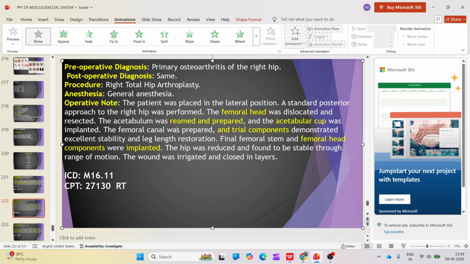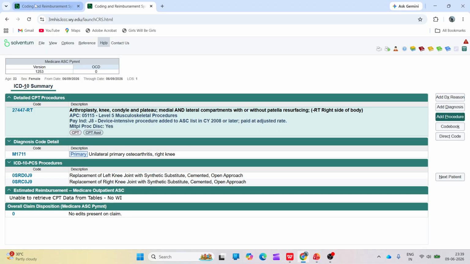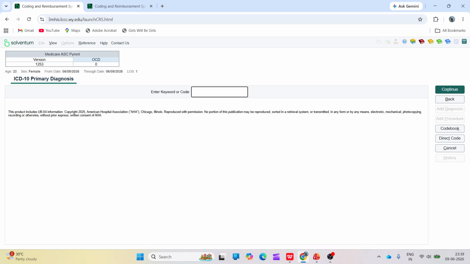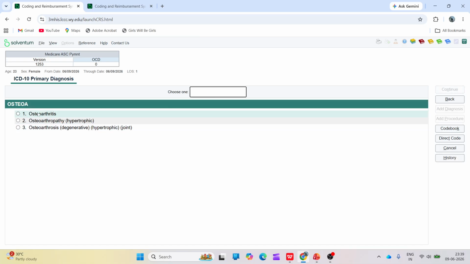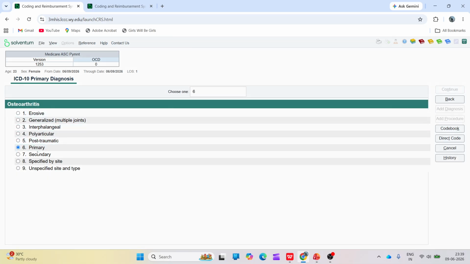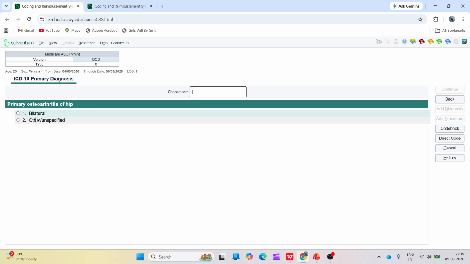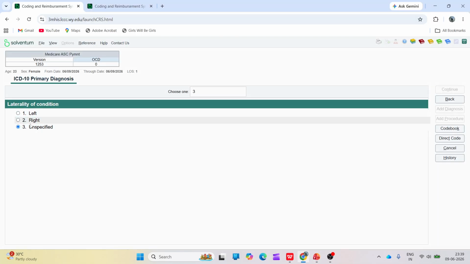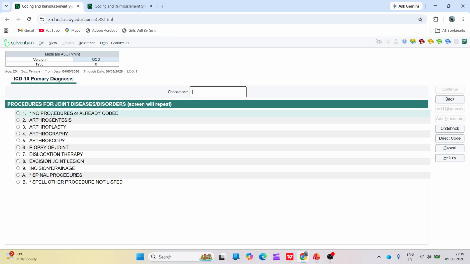So this is saying that it is a total hip arthroplasty. Okay, so we will navigate for this one. The ICD will be osteoarthritis. Primary location is hip and it's other specified. Which side is this? This is the right side.